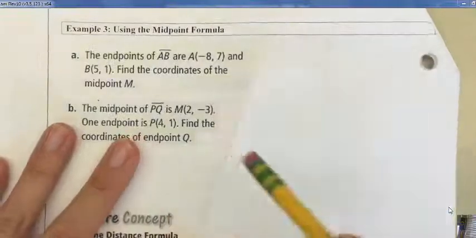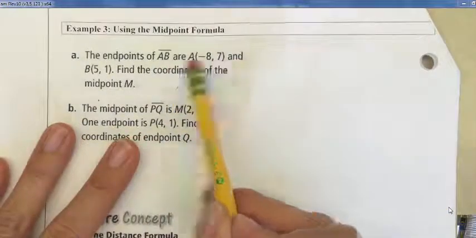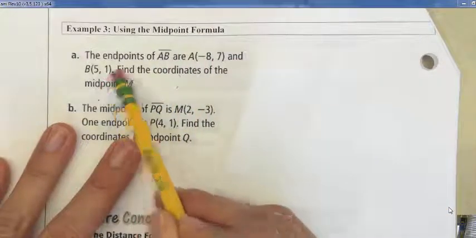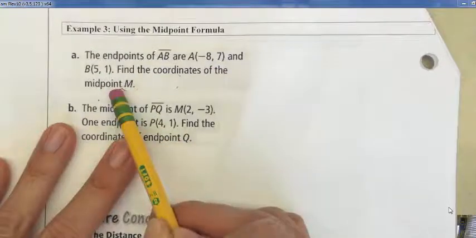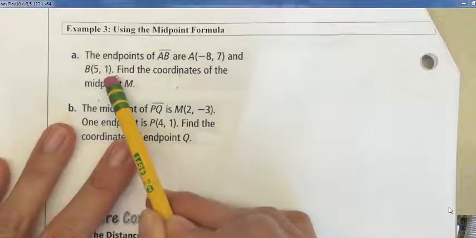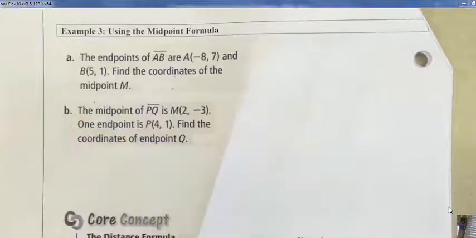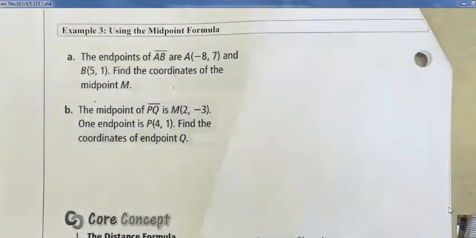So here's an example. The endpoints of AB are this and this, A and B. Find the coordinates of the midpoint M. I don't want to graph this. There's no reason for me to graph this. So I'm going to go ahead and just use the midpoint formula.